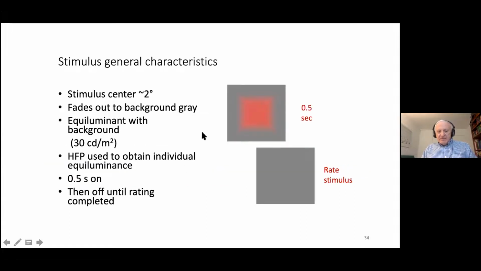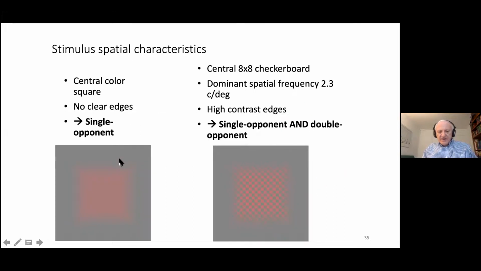The stimulus subtended about 2 degrees. They had a half second to look at it, and then it faded out, and then it was equiluminant with the background, and then they rated how colorful it was on a scale from 0 to 100. And we compared blurry squares with blurred edges with checkerboard patterns, which had the same space averaged color.